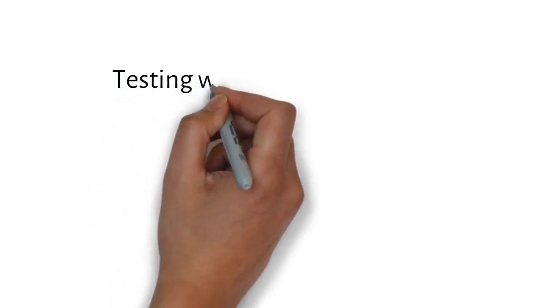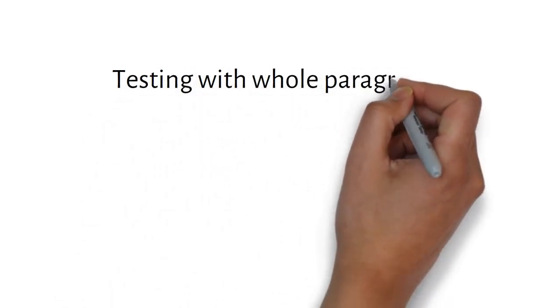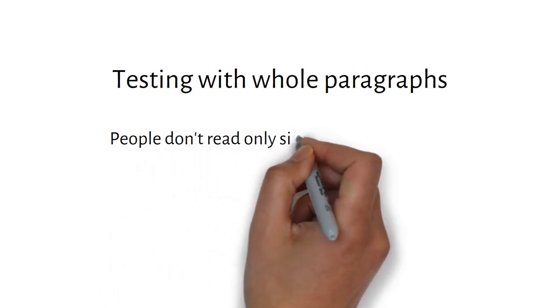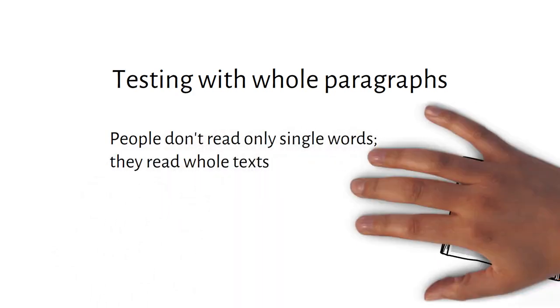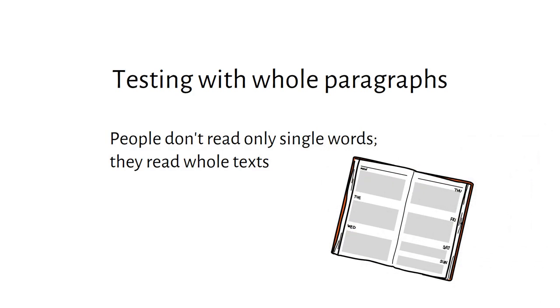A real test of usability is how well people can read a paragraph or a page. How can we set up a test for this? Yes, people don't read only single words. They read whole texts. Here are some important things to remember when you set up a test like this.